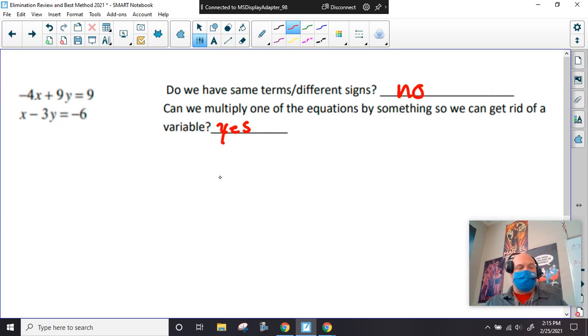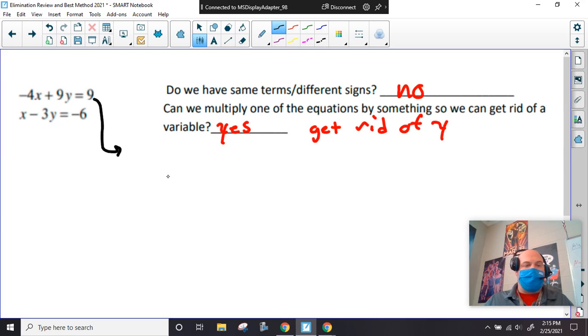Yes, we can do that. So we need to think, who is going to go away? Pick a letter. Y. All right? Y is the loser. So we're going to get rid of y.